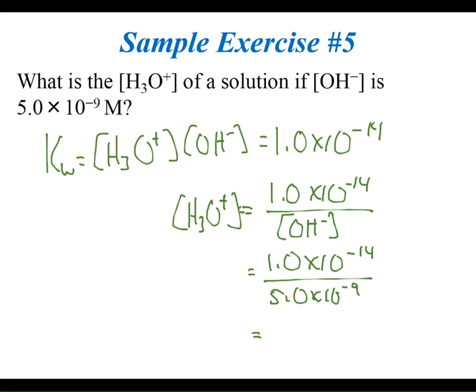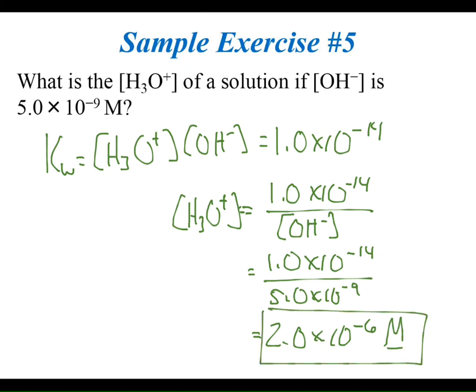What'd you get? 2.0 times 10 to the negative 7? No, that can't be right. Wait, just kidding. What is it? 2.0 times 10 to the negative 6. That sounds better. Sounds right. So that would be the concentration, the molarity, of the hydronium.